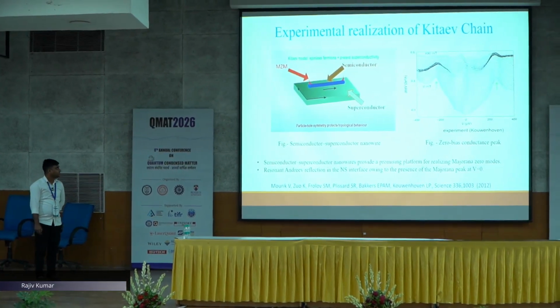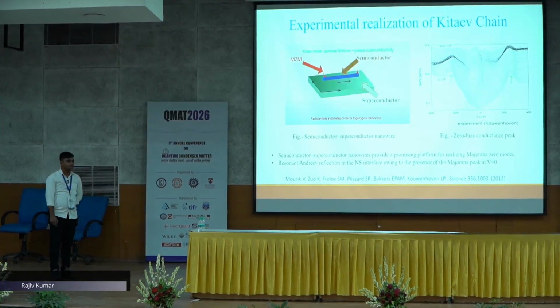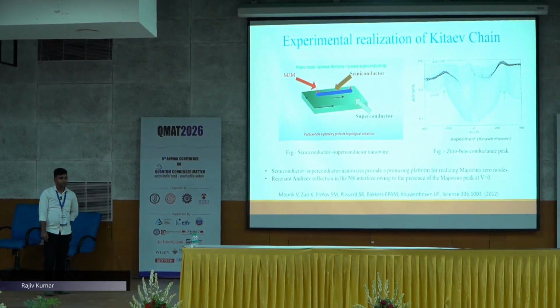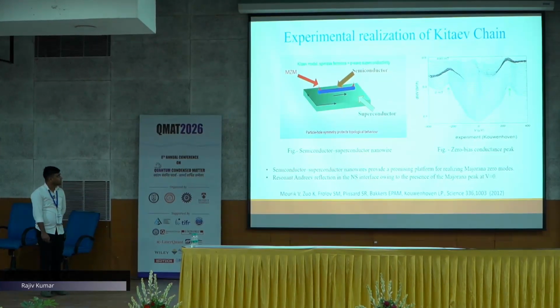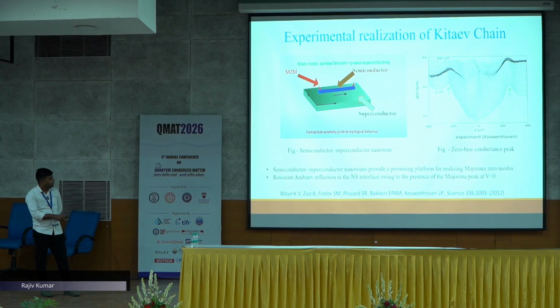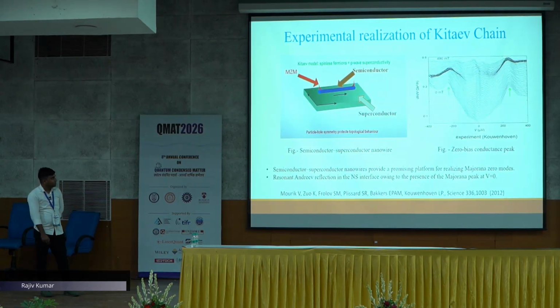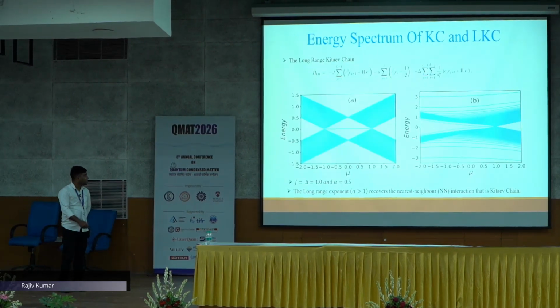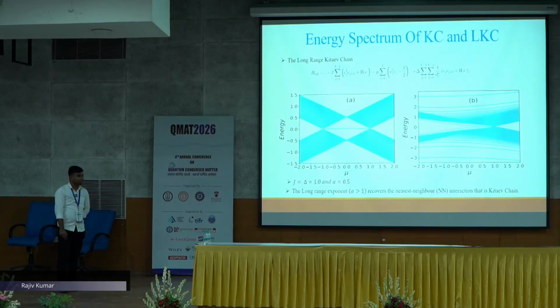This is the basic experimental realization of the Kitaev chain. As we know, the Kitaev chain is realized experimentally with a basic semiconductor-superconductor hybrid structure. The second figure plots the differential conductance versus magnetic field, and at zero magnetic field we get a peak, which confirms that the Majorana zero mode is present. Next, let us just recall the energy spectrum and topological phase of the Kitaev chain and the long-range Kitaev chain.